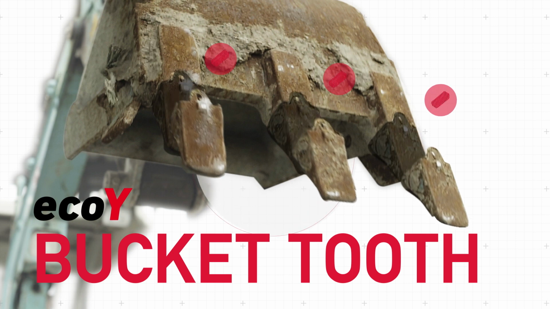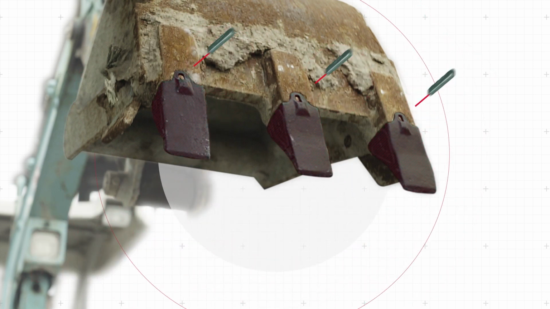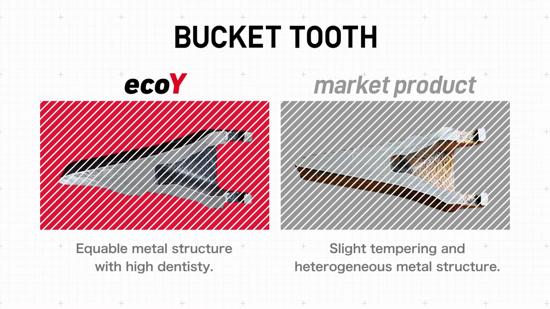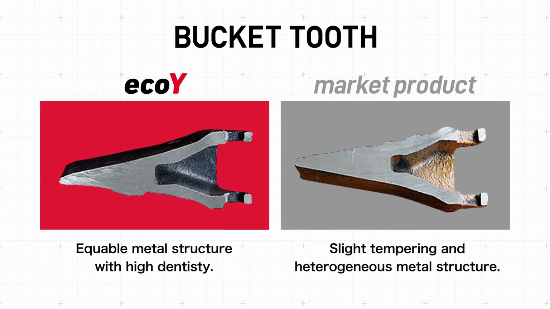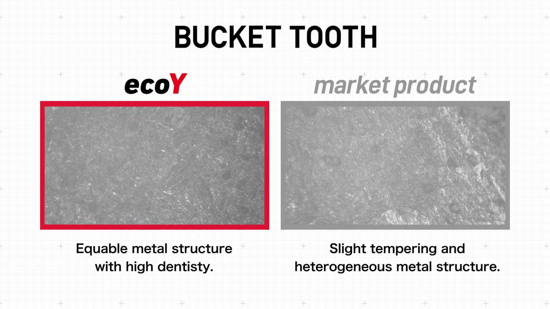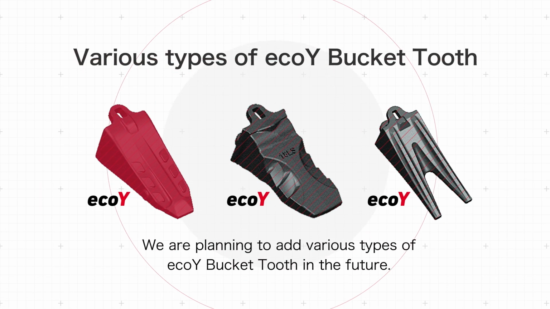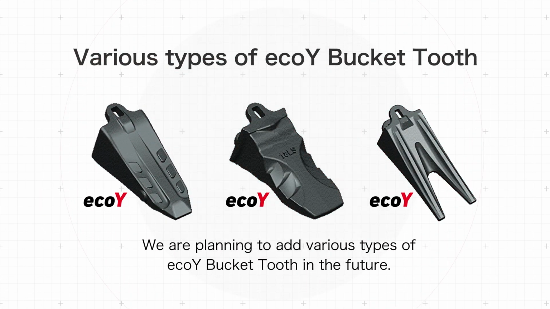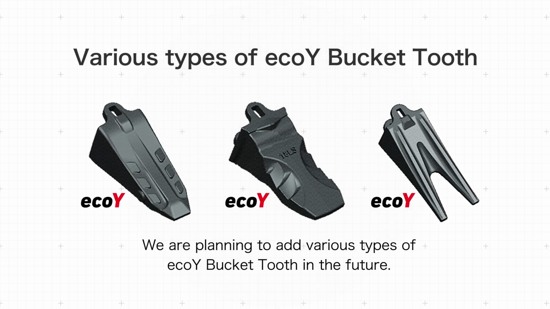ecoY bucket tooth. We pursued abrasion resistance so that you can use it in any field. Metal structure of ecoY bucket tooth has high density. On the other hand, market products have heterogeneous metal structures. We are planning to add various types of ecoY bucket tooth in the future.